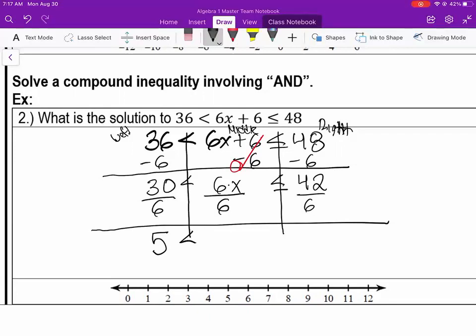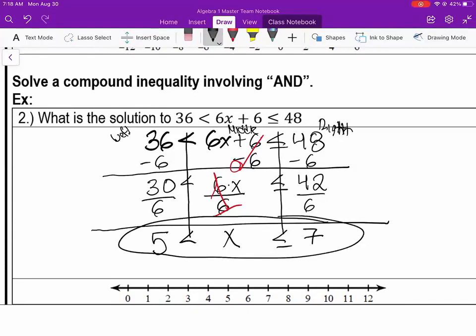Now 6 divided by 6, well, that's just 1. So I'm going to bring down the x. And again, bring down the symbol. And then I got 42 divided by 6, which equals 7. So now that the x is completely by itself in the middle, now we can go ahead and graph it. And basically, when you see a solution when x is in the middle and you got a number on the left and on the right, basically what this means is that x is in between those two numbers. So let's go ahead and find those two numbers.